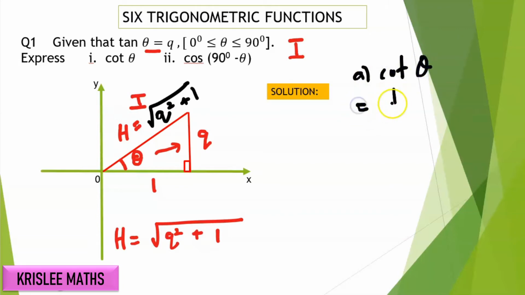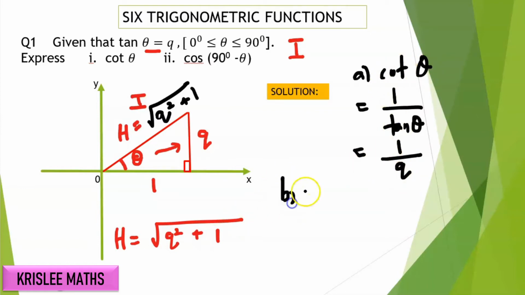So cotangent is the reciprocal of tangent theta. Here tangent theta is q, so cotangent is 1 over q.